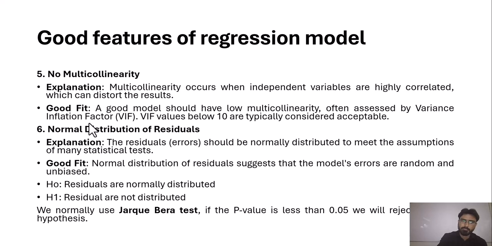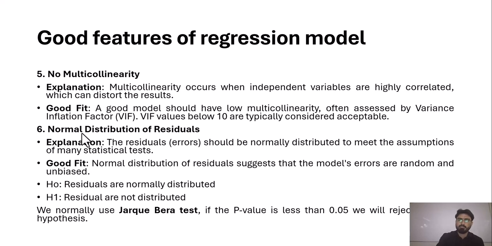Basically, there are different methods which are used for checking the problem of multicollinearity. One of them is VIF, the variance inflation factor. If it is below 10, then you can say that there is no issue of multicollinearity. But if it is higher than 10, then it means that there is an issue of multicollinearity and it should be removed from your data set.